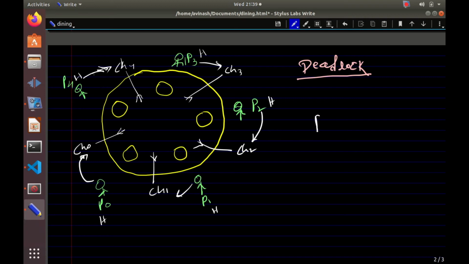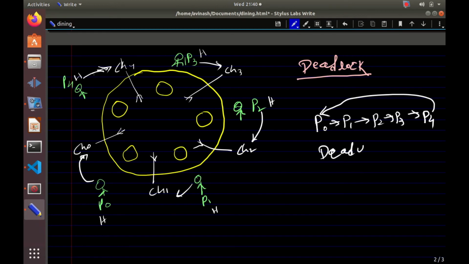So this scenario is somewhat like this. P0 is waiting for P1, P1 is waiting for P2, P2 is waiting for P3, and P3 is waiting for P4. And in turn, P4 is waiting for CH0. That means P4 is waiting for P0. So this is a circular wait, and this particular condition is called deadlock.